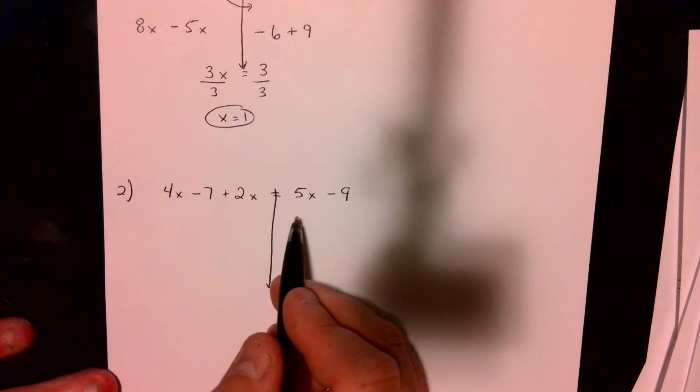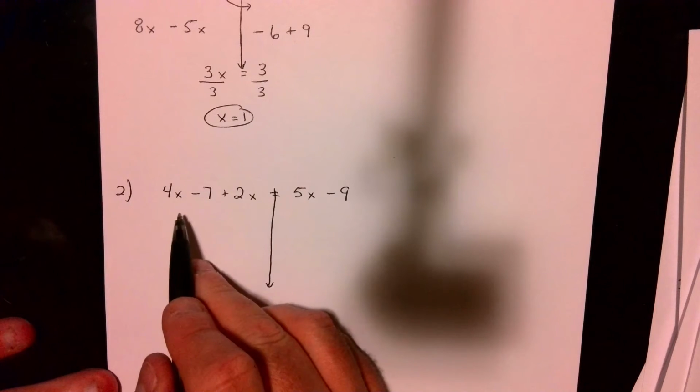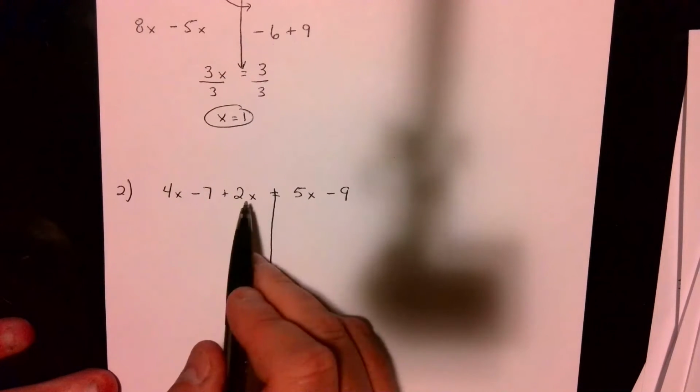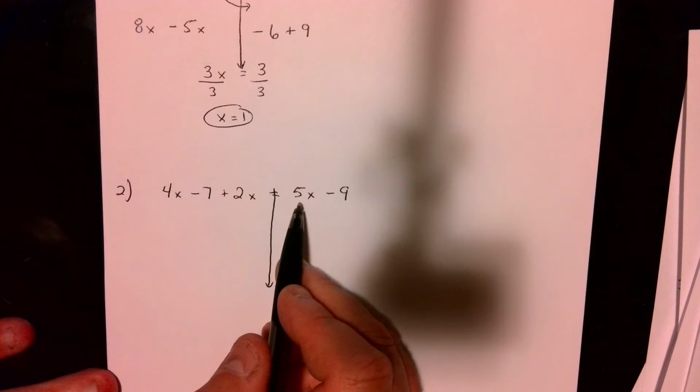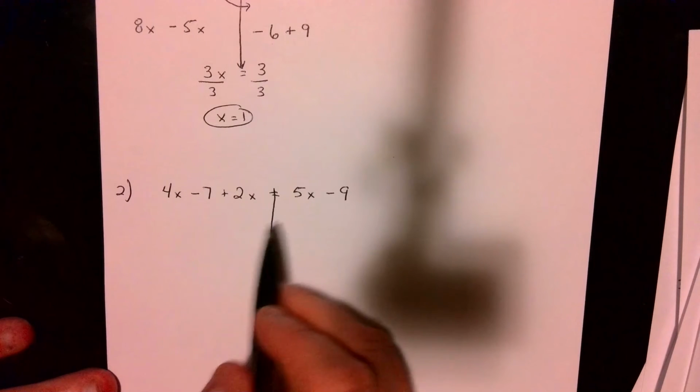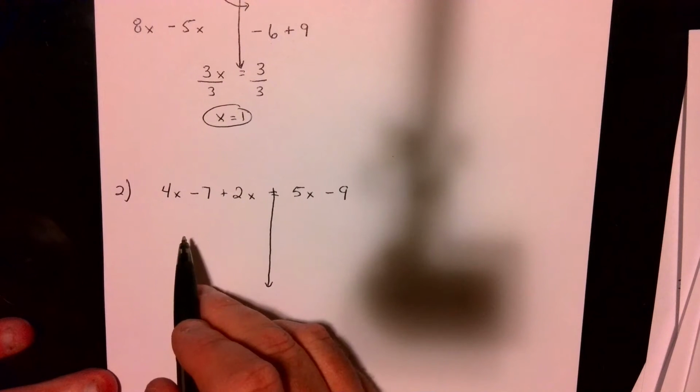Find the variable we're solving for. In this case, we're looking to solve for x. But now we have x's everywhere. There's some on the right and a bunch on the left. Same goal applies. We need to get all our x's together.